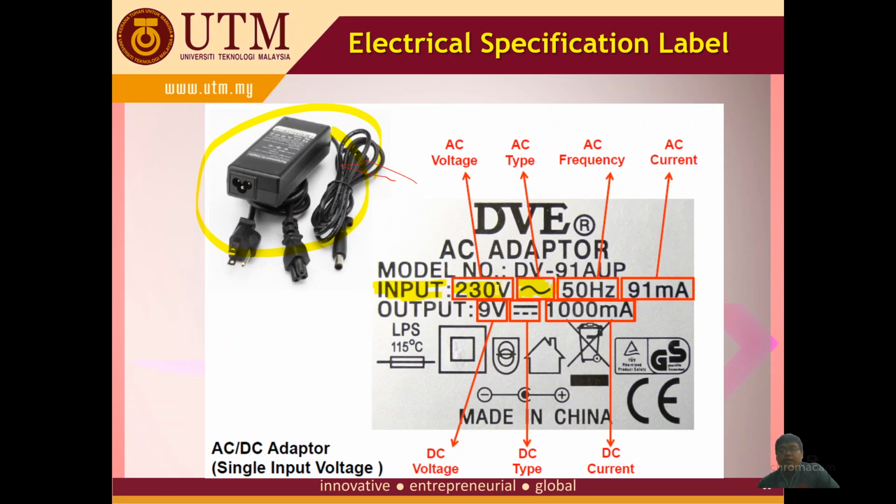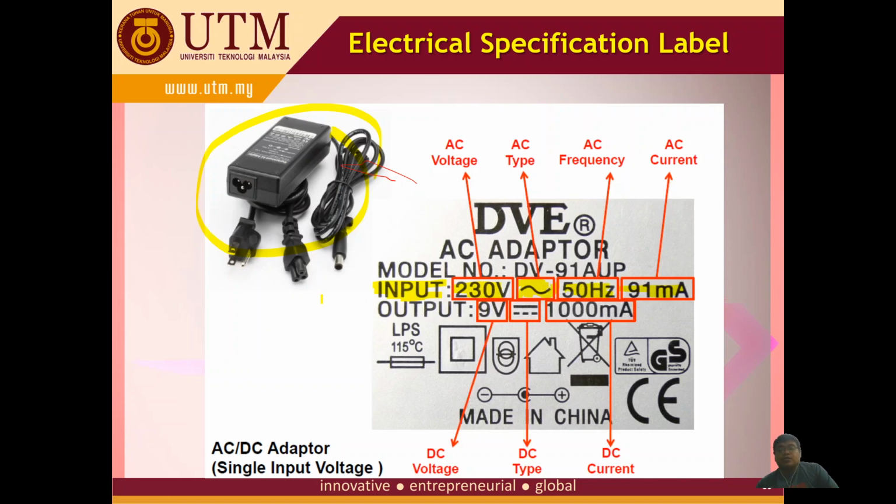That's what we call 230 volt AC. Okay, so what is the frequency? It tells you here it is 50 hertz with 91 milliamp. So this is frequency and this is current. We will look back at what the frequency is after this.